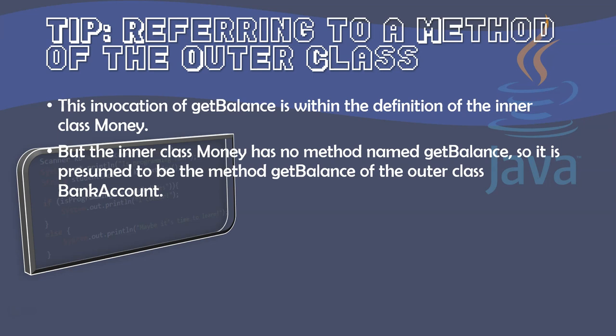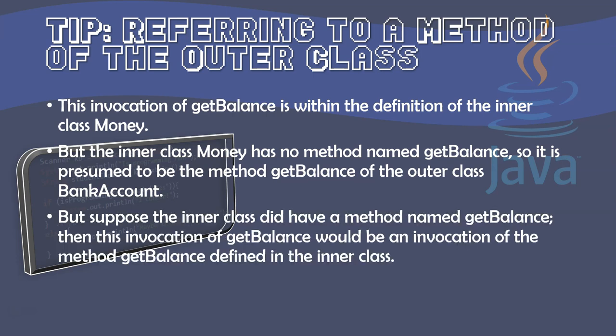This invocation getBalance is within the definition of the inner class Money, but the inner class Money has no method named getBalance, so it's presumed to be the method getBalance of the outer class BankAccount. But let's just suppose for a second that the inner class did have a method named getBalance. Then this invocation getBalance would be an invocation of the method getBalance defined within the inner class.